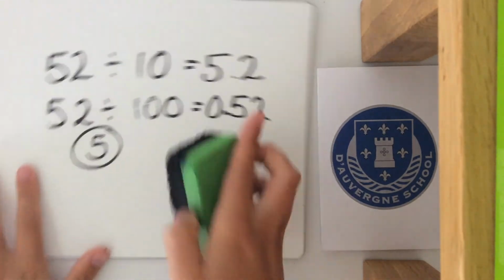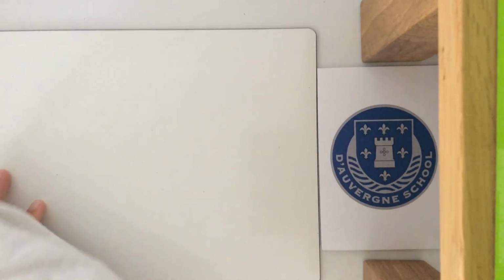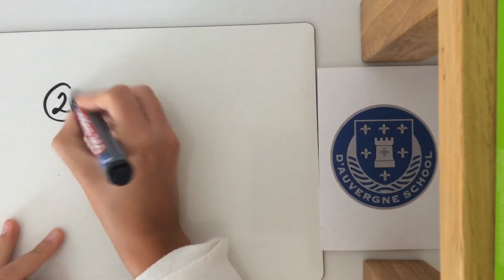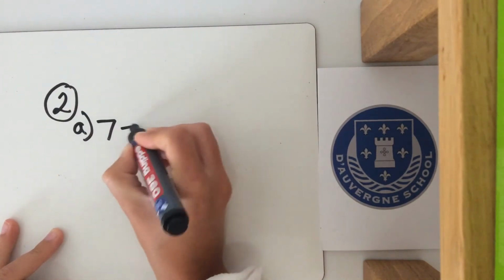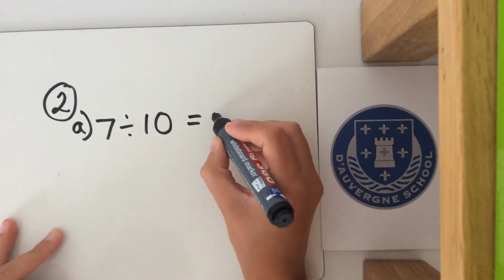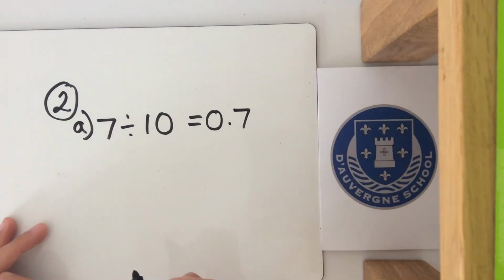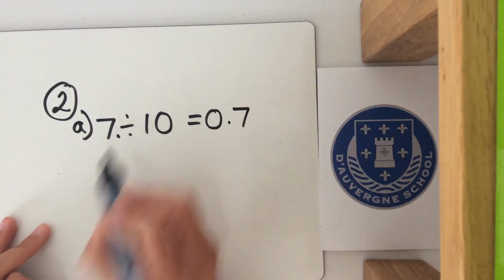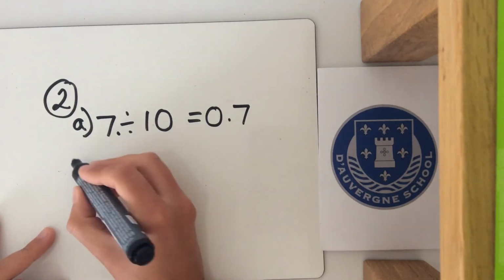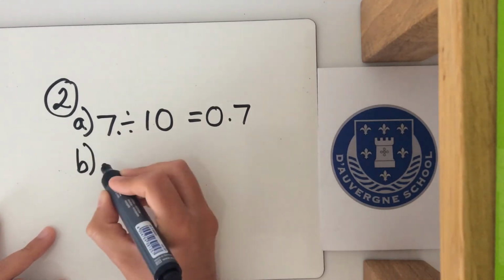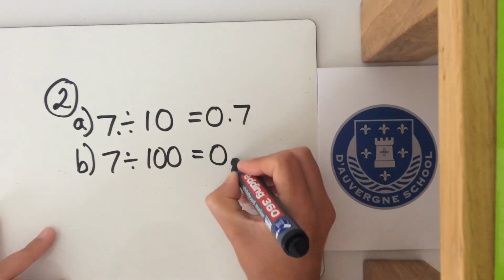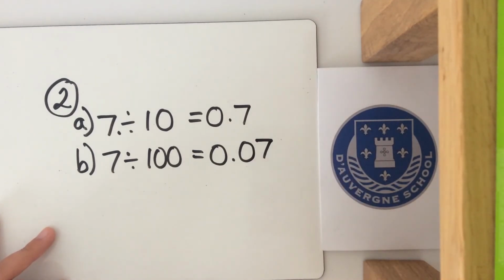Okay, so the first one we have, question 2a, 7 divided by 10. We're moving it back 1 space equals 0.7. Okay, because imagine the decimal point is here, because it's 7 wholes that we've got, and we move it back 1 space. B, we've got 7 divided by 100. We move it back 2 places, 0.07.